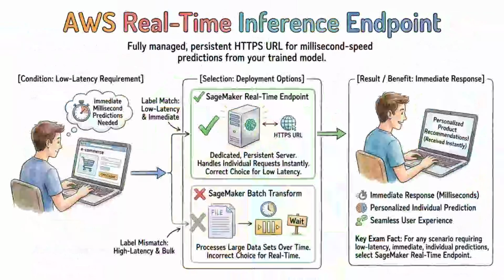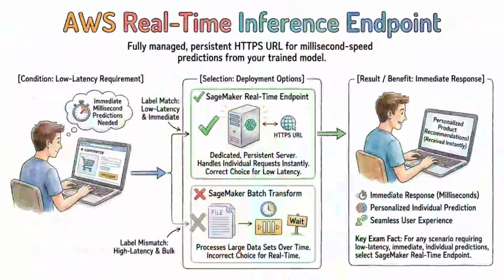When you want to deploy a model for real-time inference, where users need immediate predictions within milliseconds, you will create a SageMaker real-time endpoint. A real-time endpoint is a fully managed, persistent HTTPS URL that routes incoming user data straight to a dedicated virtual server running your trained model.